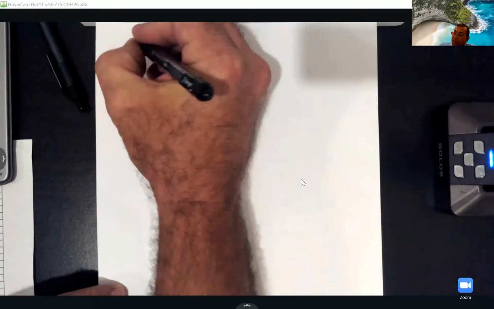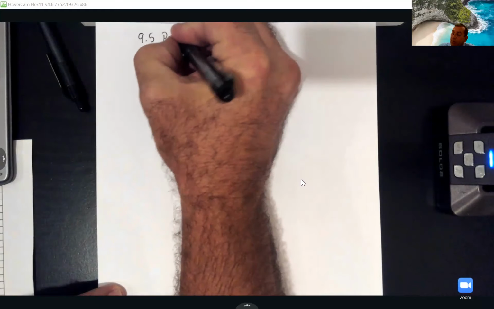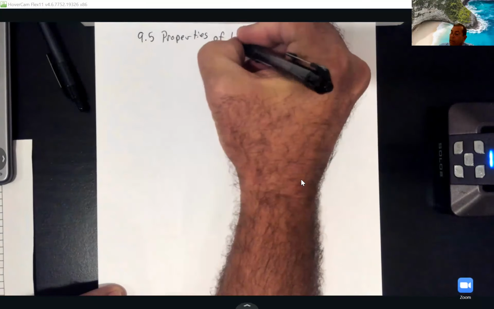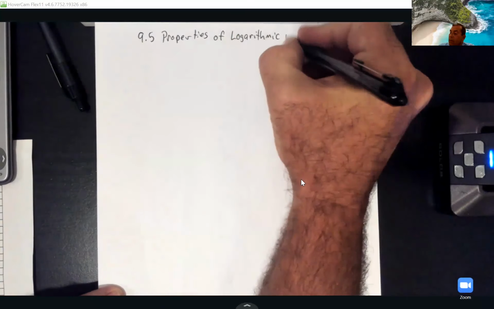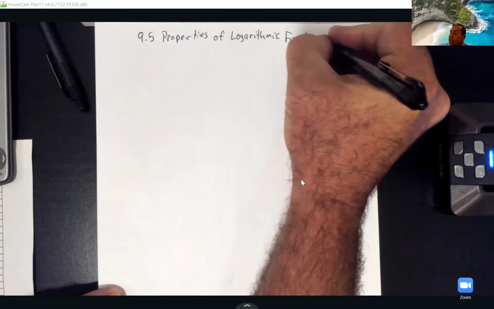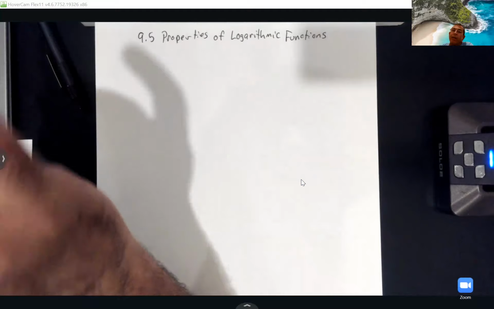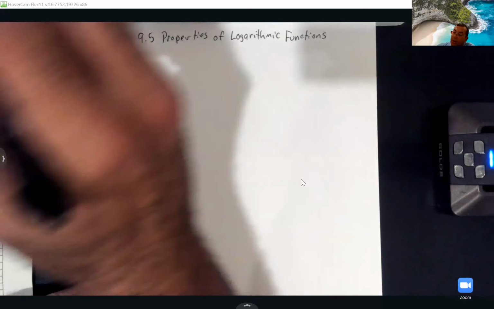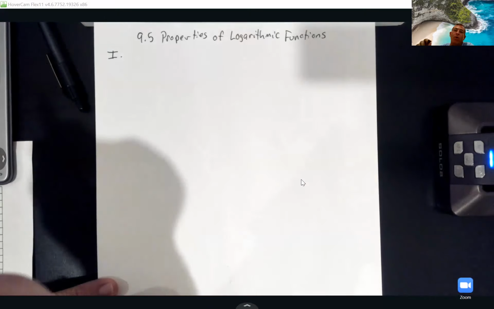All right, y'all. So like I said, 9.5 deals with properties of logarithmic functions. So remember, since logarithms are really exponents, they follow the same rules as exponents do. So the first one we got is what we call the product rule.